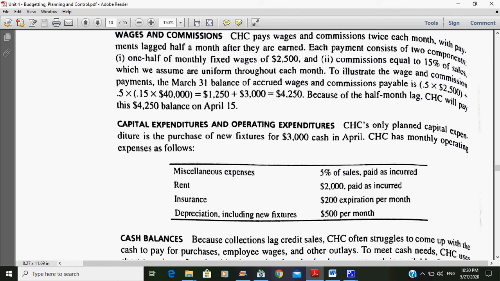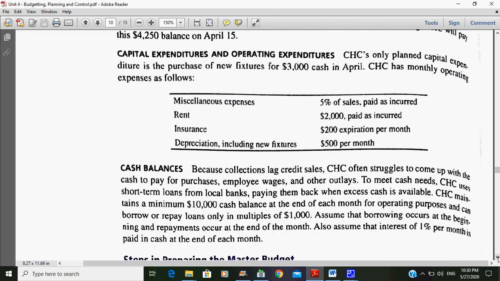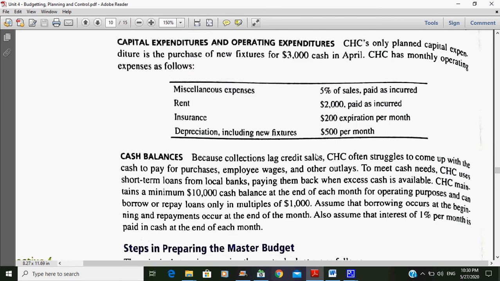Alright, let's move on. Because collections lag credit sales, CHC often struggles to come up with the cash to pay for purchases, employee wages, and other outlays. To meet cash needs, CHC uses short-term loans from local banks, paying them back when excess cash is available. CHC maintains a minimum of $10,000 cash balance at the end of each month for operating purposes and can borrow or repay loans only in multiples of $1,000. So that means they are paying back loans, right?